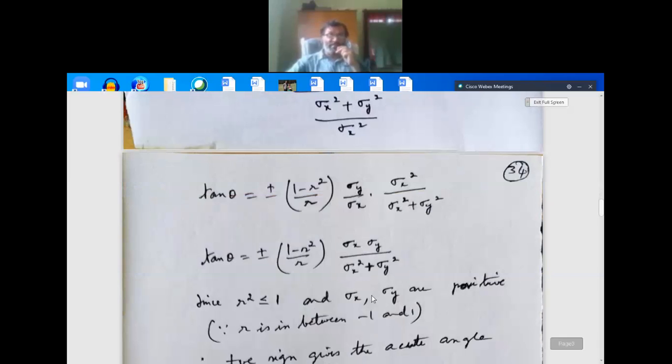Now whichever cancels, you cancel. So tan theta equals plus or minus 1 minus r squared by r, sigma x into sigma y divided by, sigma x cancels, sigma x squared plus sigma y squared. That is the derivation. Okay.